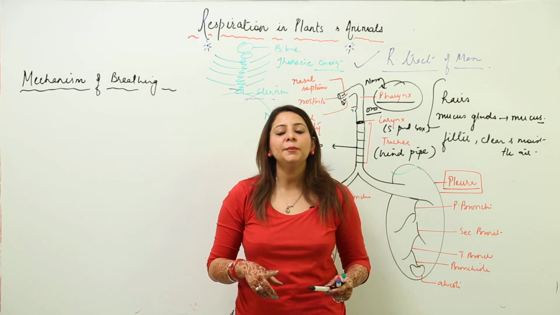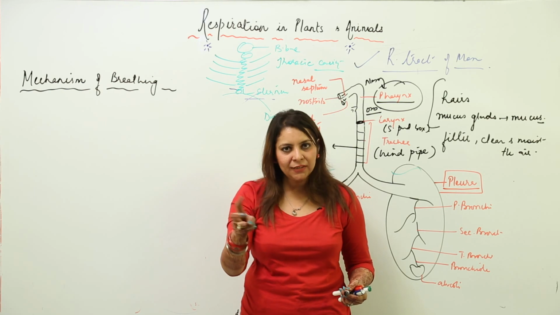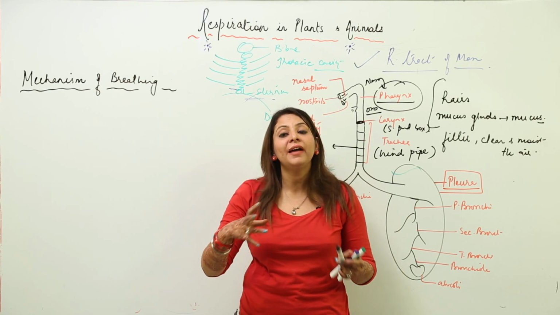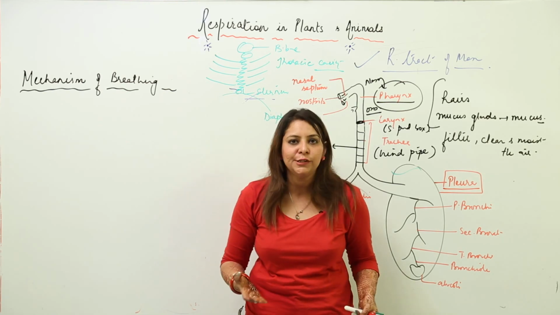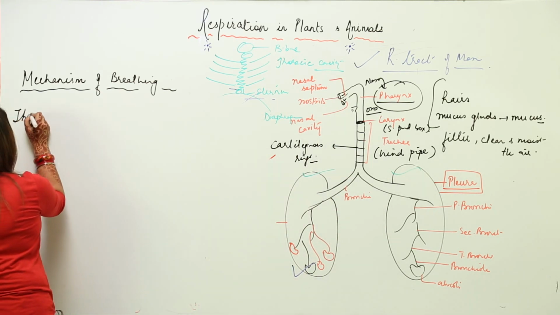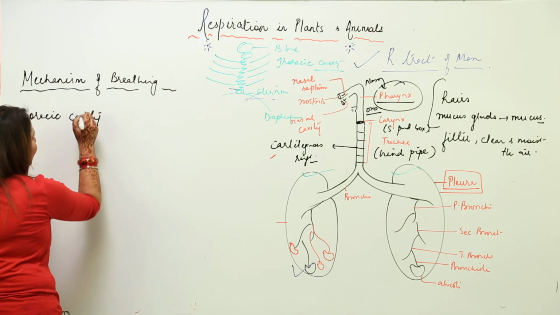Now we are going to take up the mechanism of breathing, because we know that respiration comprises breathing and then the oxidation of food. So we are going to see what factors make us inhale only oxygen, and what is the reason we are exhaling CO2. See, in the chest there is a thoracic cavity, as I already told you.